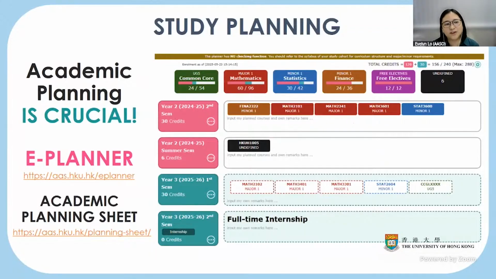And this year, we also have a new e-planner. The e-planner will be launched very soon in the upcoming academic year, where your enrollment information could be integrated and you can plan ahead on what courses to take in the upcoming 4 years or 5 years of your studies. And of course, if some of you might prefer paper-based, there are also the academic planning sheets that you could use. But no matter which method you use, it's very important to plan ahead, so you know how to decide when to take which course in the upcoming 4 years.